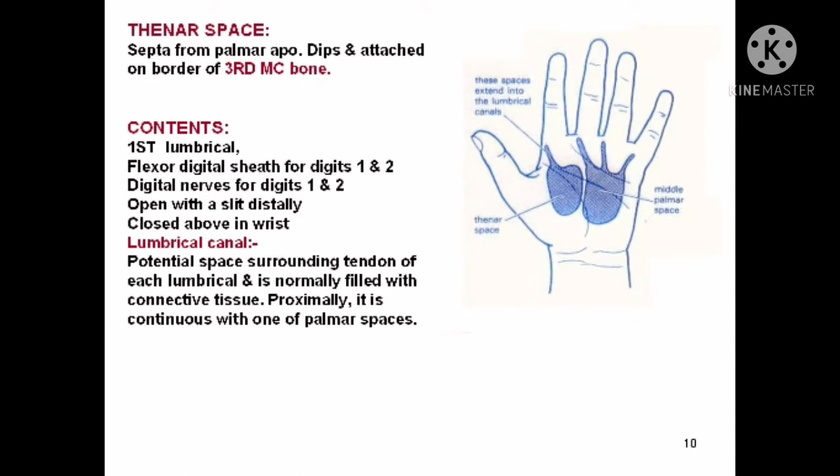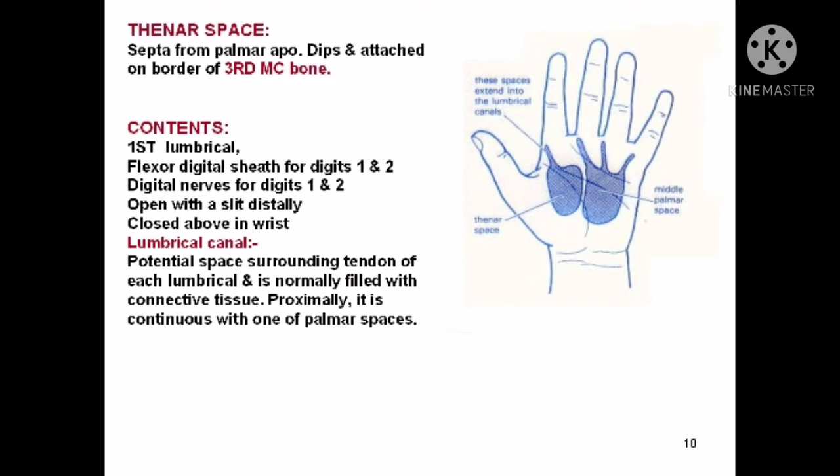The thenar space: septa from the palmar aponeurosis dip and attach to the border of the third metacarpal bone. Its contents are the first lumbrical, the flexor digital sheath for the first and second digits, and digital nerves for the first and second digits. It is open with a slit distally and closed above at the wrist.